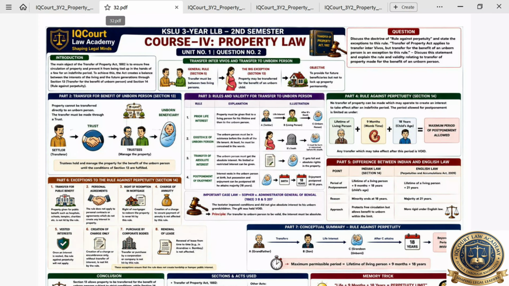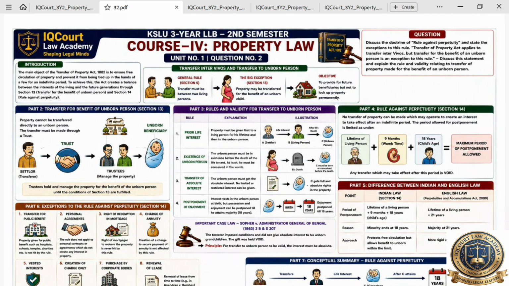See, you should transfer the property from one living person to another living person. But there is an exception. You can transfer it to an unborn person also. Before transferring, you have to create a prior life interest, meaning you have to give a life interest to a living person. After that person's death, you write the deed like that to transfer to the unborn person. This is what we call transfer for the benefit of an unborn person.